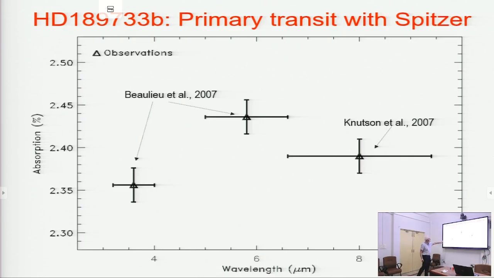But what you're doing here is looking at a planet as it transits in front of the star at different wavelengths in the infrared, 4 microns, 6 microns, 8 microns, rather broad bands. That's why you've got these widths here. And you're saying how much of the starlight gets blocked out. So it's somewhere a bit below 2.5%, 2.45 to 2.35%.